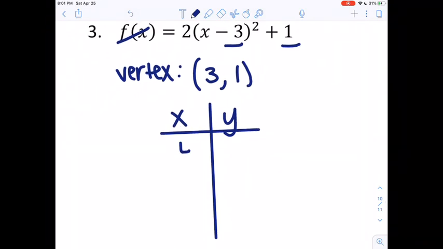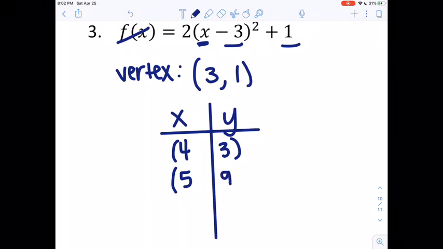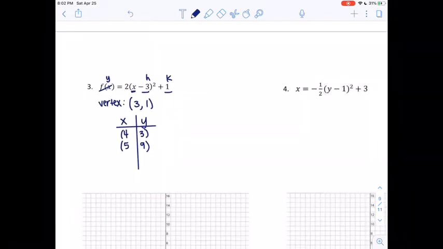I'm going to pick 4 and 5. So I'm going to plug in 4 right here. So 4 minus 3, that's 1. 1 squared is 1, so 2 times 1 is 2, plus 1, that's 3. Then I'm going to do 5. So 5 minus 3, that's 2. 2 squared, that's 4. Times 2, that's 8. Plus 1, so I get 9.